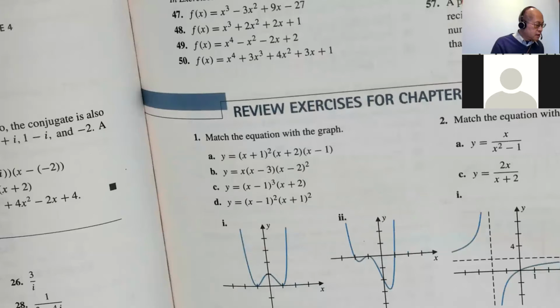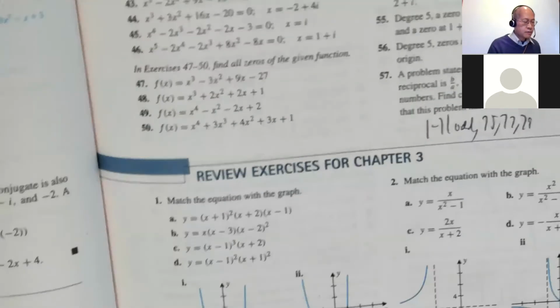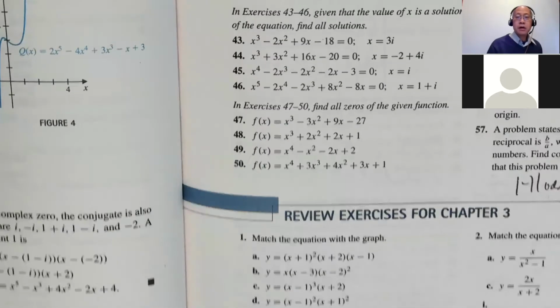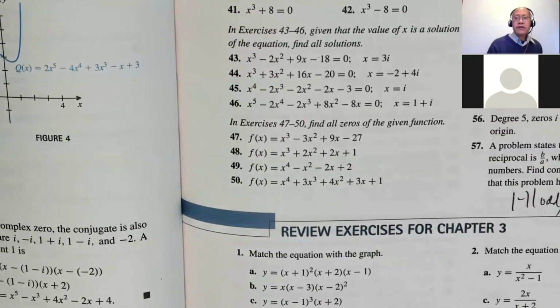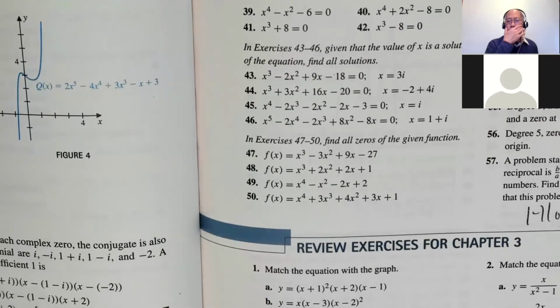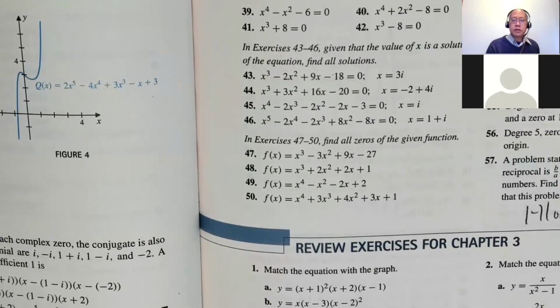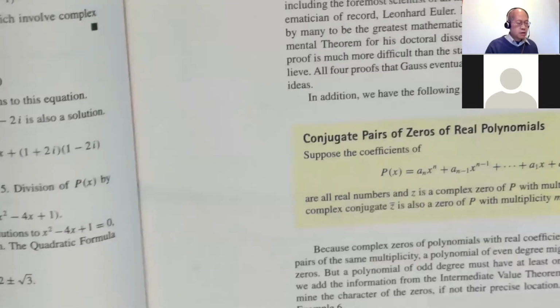Okay, so problems at the end. Given that the value of x is a solution of the equation, find all solutions. Okay. So let me show you some of this.